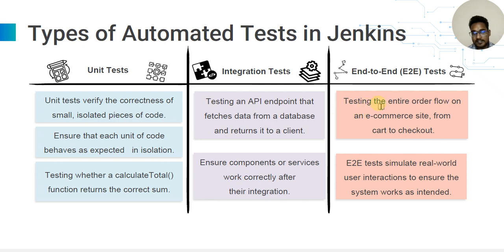End-to-end testing: testing the entire order flow on an e-commerce site, for example Flipkart, from cart to checkout. So this is E2E testing. E2E tests simulate real-world user interaction to ensure the system works as intended. So these are the types of automated tests in Jenkins.